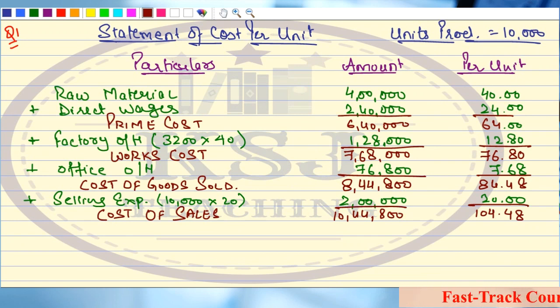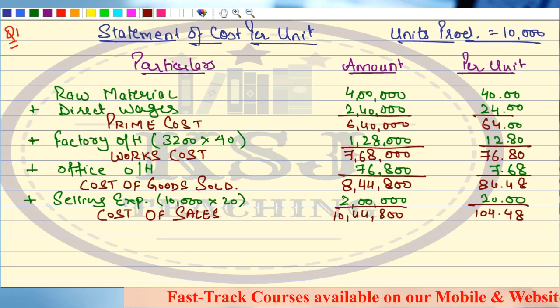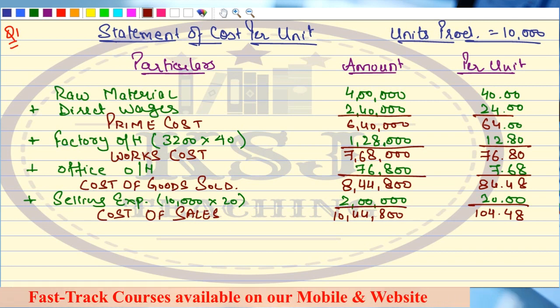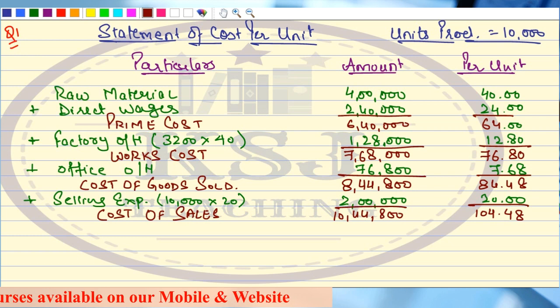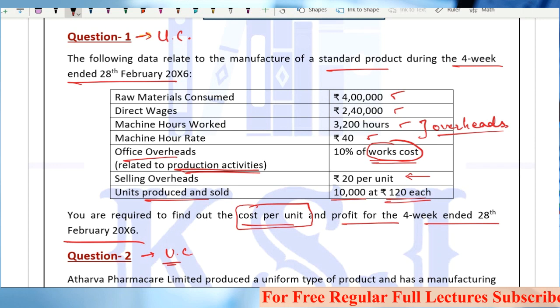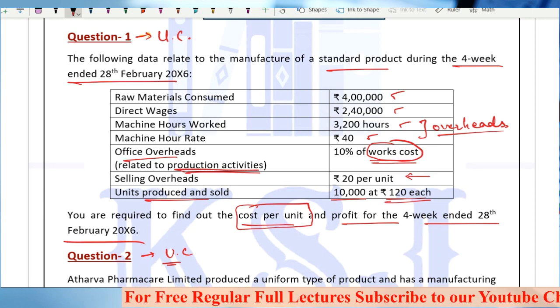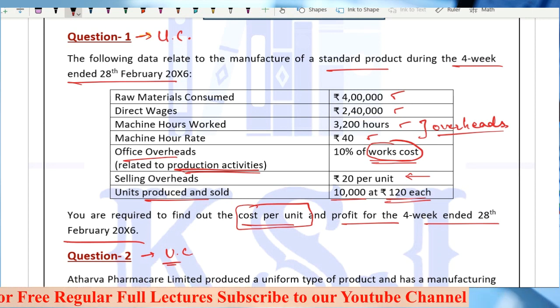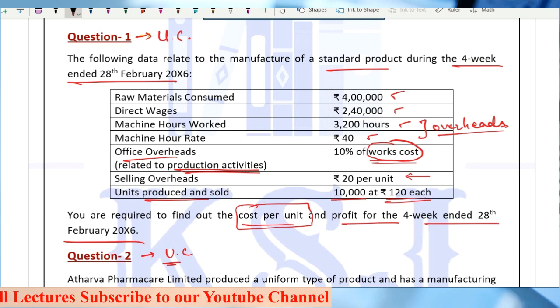So we are doing nothing, sir. We are just preparing the simple cost sheet that we have learned, right? We are just calculating the per unit cost. That's it. Right? We are not doing anything extra. Now, what other information is given to you? You are required to find out the cost. Now, raw material is there, selling overheads, office overheads. We have taken everything here.